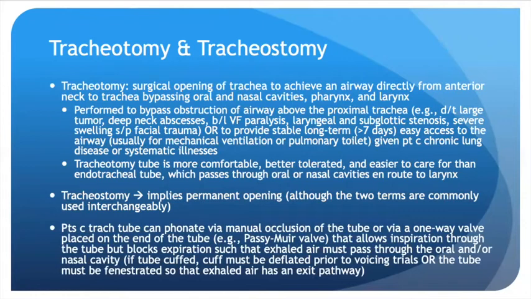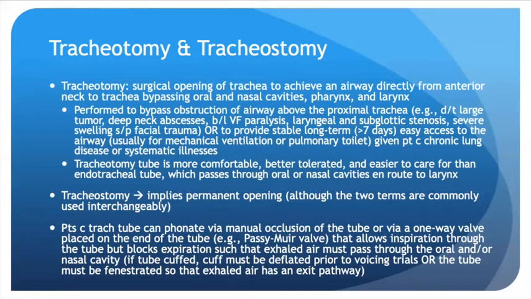Tracheotomy and tracheostomy. So tracheotomy refers to surgical opening of the trachea to achieve an airway directly from the anterior neck to the trachea, bypassing oral and nasal cavities, pharynx and larynx. So this is performed to bypass obstruction of the airway that might be occurring above the proximal trachea. Could be due to tumors, neck abscesses, bilateral paralysis, stenosis, swelling after trauma. Tracheotomy might be performed to provide stable, long-term, easy access to the airway. For example, if the patient needs mechanical ventilation due to chronic lung disease or systemic illness.